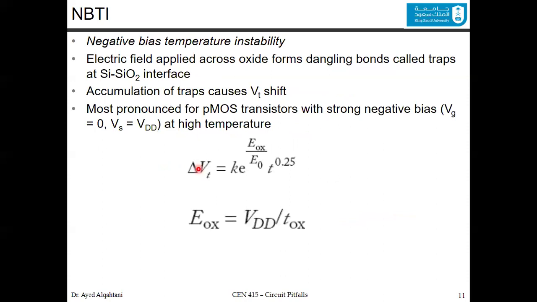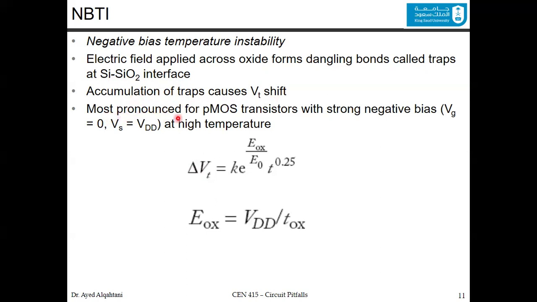Now we will move to the NBTI, or the negative bias temperature instability. Again, it's an electrical field. There is an electrical field applied across the oxide, which means that it is in the vertical direction. This forms dangling bonds called traps at the silicon to silicon oxide interface. Again, the accumulation of traps over time causes the V threshold to shift.